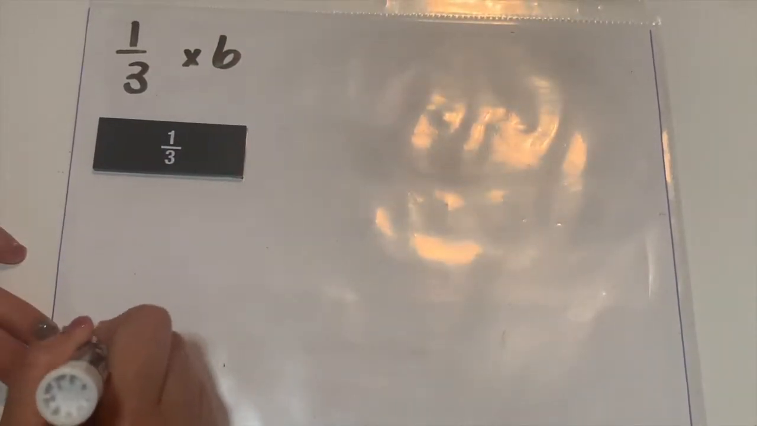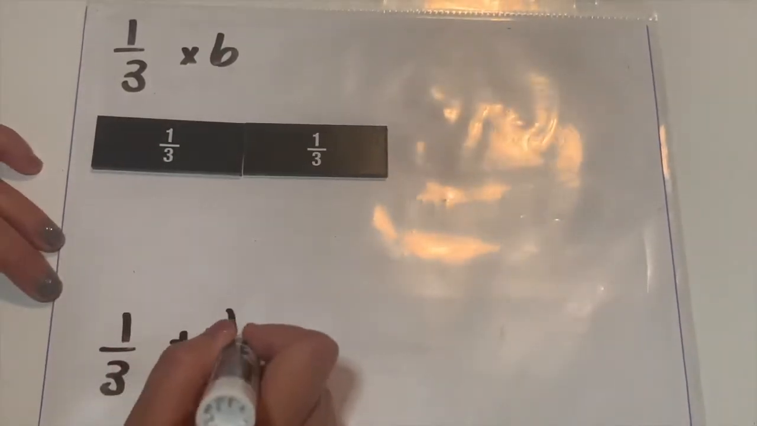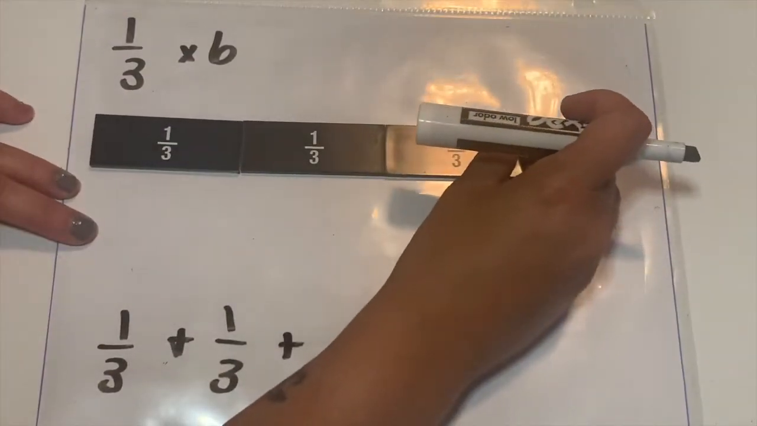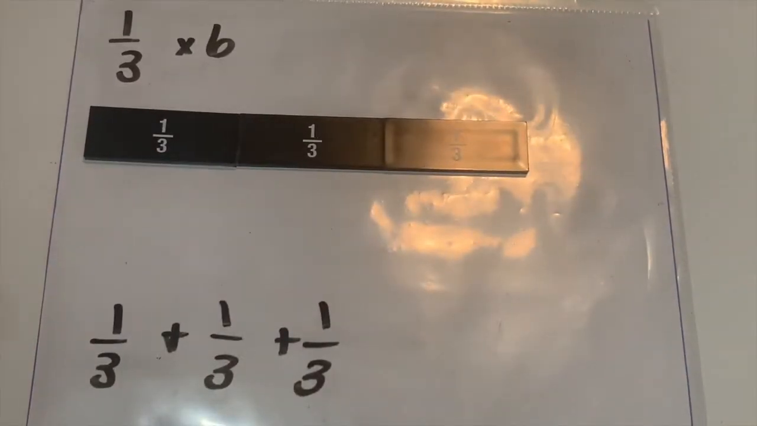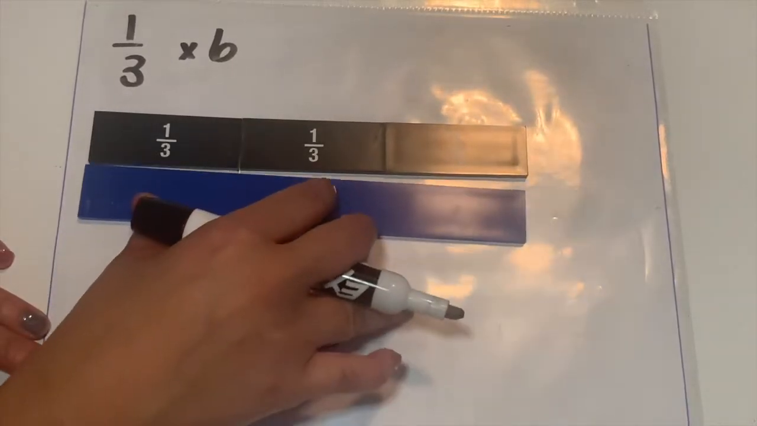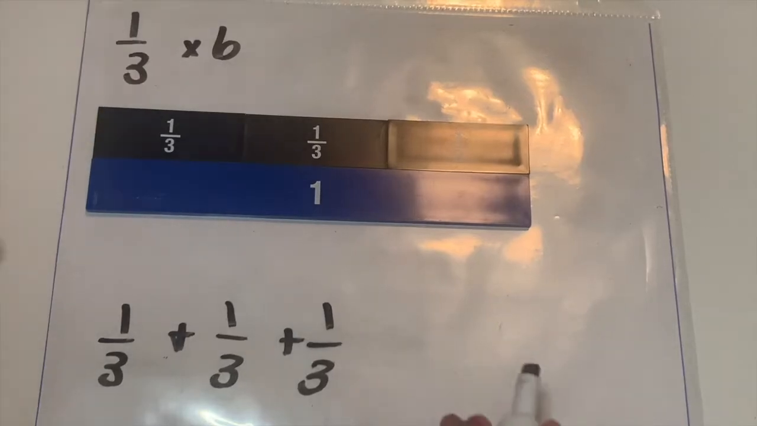Time to solve. I have 1/3 plus 1/3. Because I'm multiplying by 6, I have to use 1/3 repeatedly 6 times. But I know that 3/3 is the same thing as 1. So I can switch out my 3/3 for 1 whole.